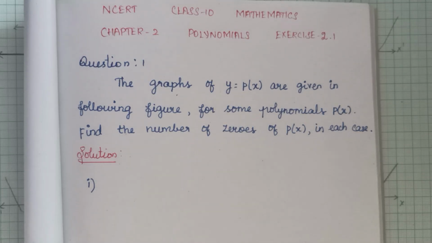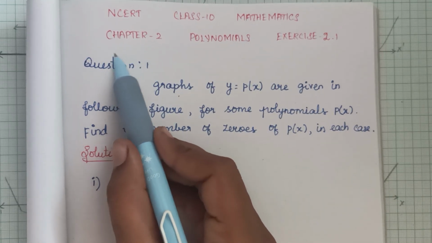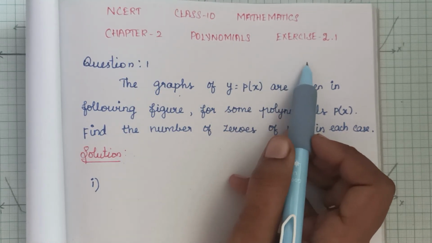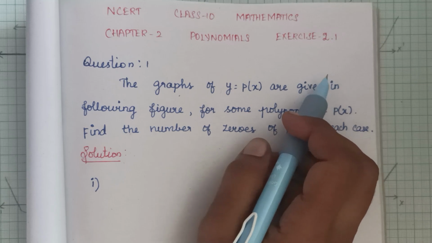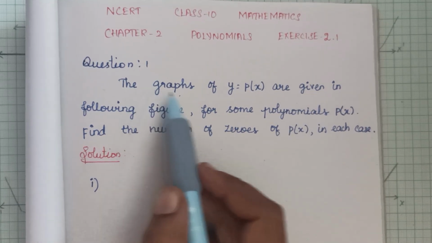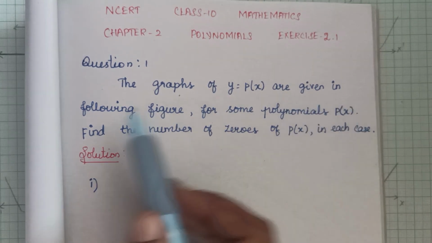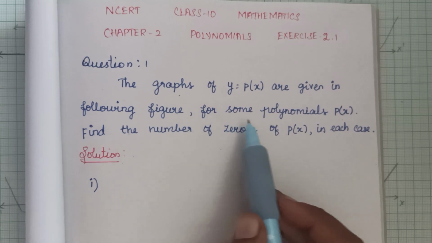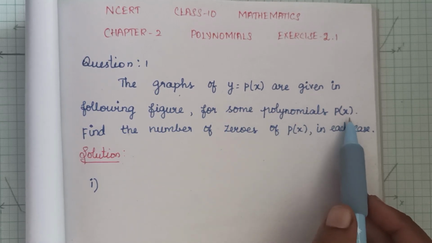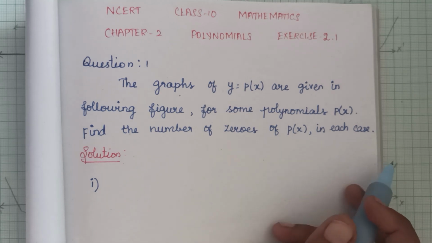Hi, today we are going to see NCERT Class 10 Mathematics Chapter 2 Polynomials Exercise 2.1. Okay, so let's go for question number 1. The graphs of y = p(x) are given in the following figure. For some polynomials p(x), find the number of zeros of p(x) in each case.